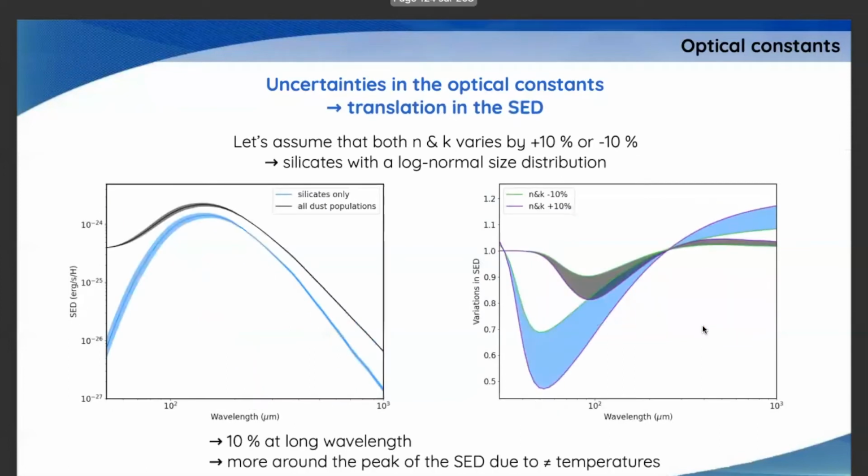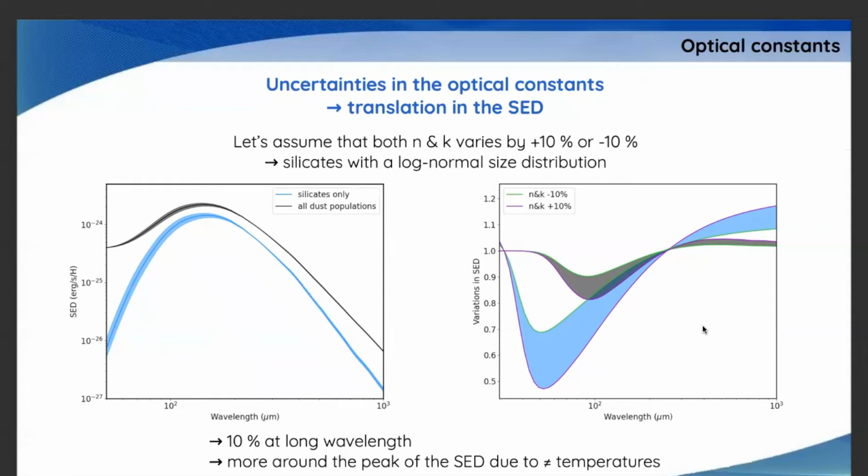So if I do an SED with that, I put in a Mathis radiation field and I take a standard size distribution. The SED is on the left. In blue, you have my silicates, the ones that were before. That's the SED. And if I add other populations, small carbons, big carbons, I get the black curve. If you look only at the silicates at long wavelengths, you find again your 10% uncertainty. But if you start adding other populations, then it's lost. So it doesn't really matter.